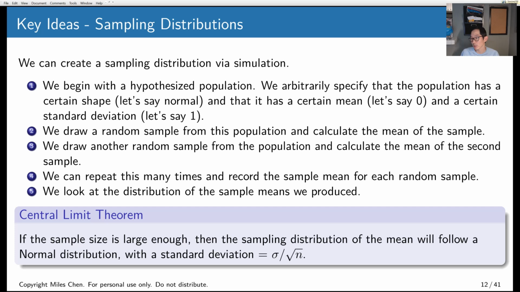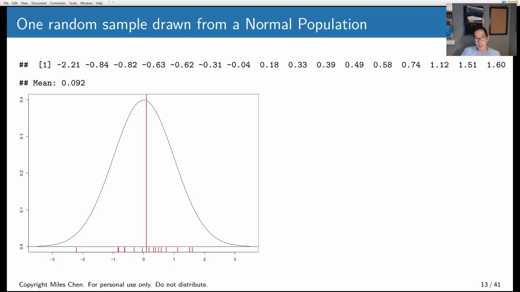I draw another random sample, calculate the mean. Draw another random sample, calculate the mean. Over and over again, I record every single sample mean I get. Then I look at the distribution of all of those different sample means. The central limit theorem says if your sample is large enough, then the sampling distribution of the mean will follow a normal distribution, and it will have a standard deviation of sigma divided by the square root of n. So you see the sample size n is in the denominator. As your sample size increases, the standard deviation of your sampling distribution, also called the standard error, is going to shrink. As n gets bigger, the standard deviation of the sampling distribution will shrink: sigma divided by the square root of n. So here's our population. Our population is the standard normal.